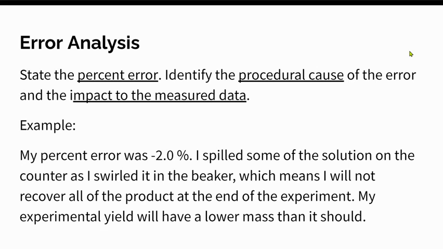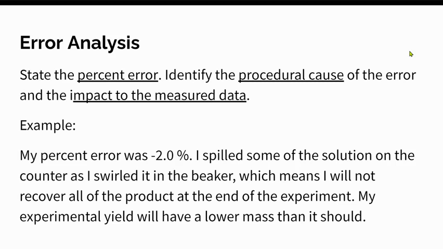Please note that an error analysis should state your percent error and identify the procedural cause of the error and the impact to measured data. For example, if I was doing an error analysis on my data from this lab, I might state my percent error was -2%. That means that I am under the true results by 2%.